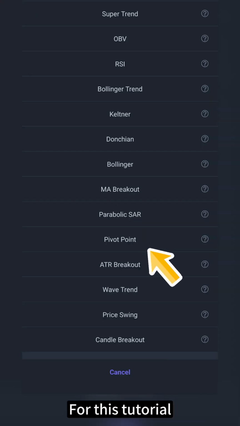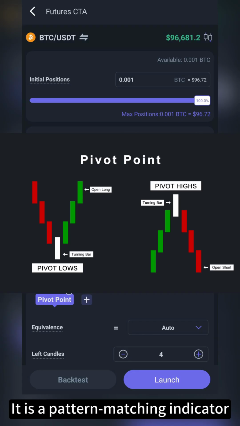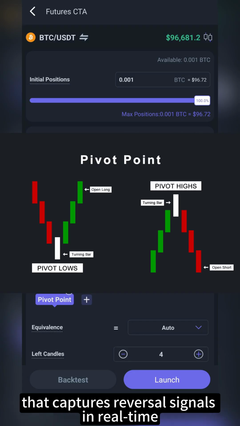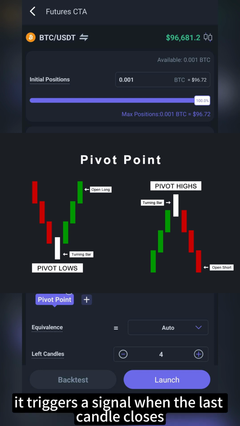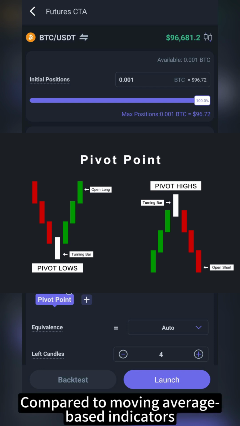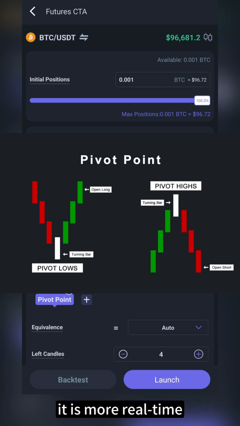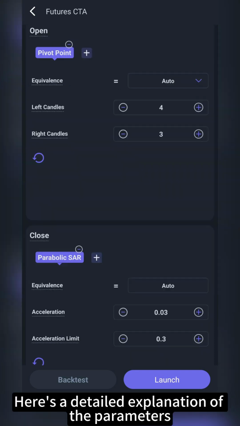For this tutorial, I will use the pivot point indicator. It is a pattern matching indicator that captures reversal signals in real time. When the left and right candles match the specified number, it triggers a signal when the last candle closes. Compared to moving average-based indicators, it is more real-time. Here's a detailed explanation of the parameters.